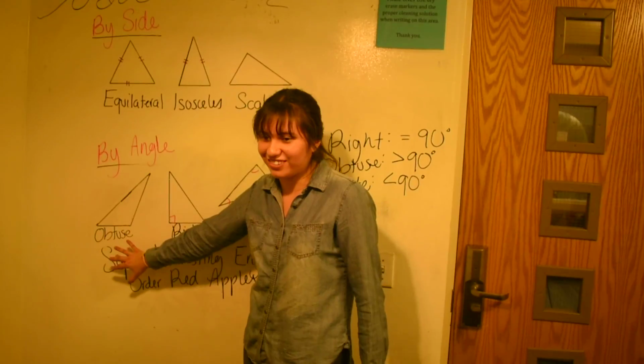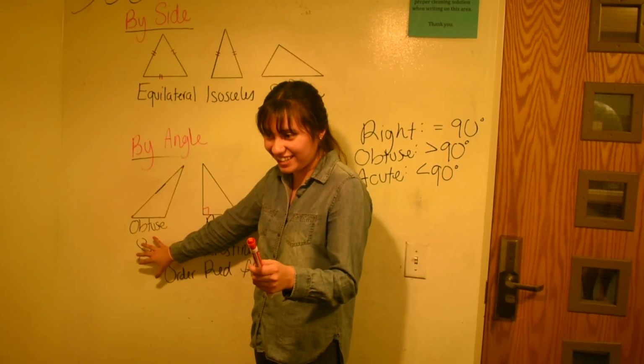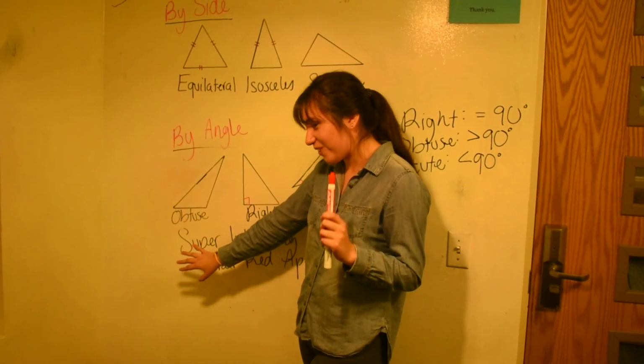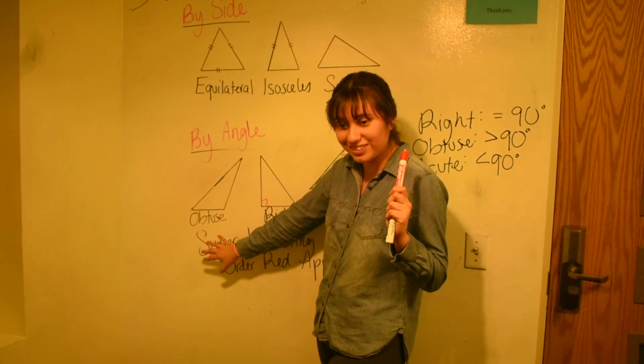And what does it stand for? Scalene. Isosceles. Interesting. Engineers. Equilateral. Order. Obtuse. Red. Right. Apples. Acute.